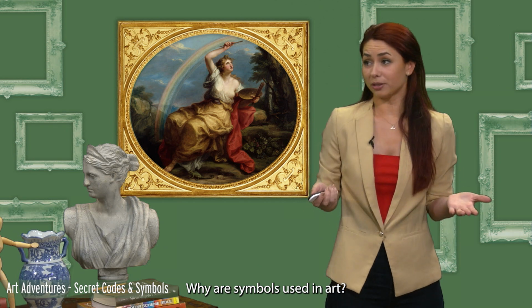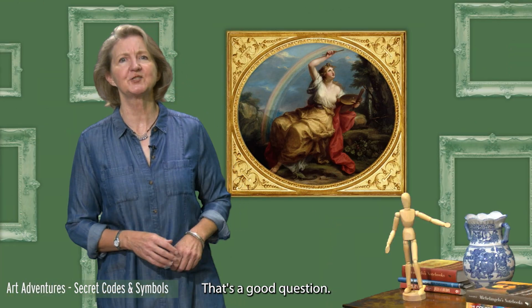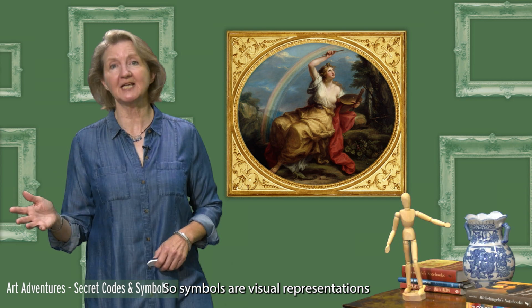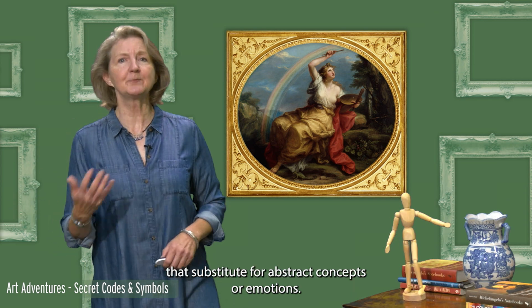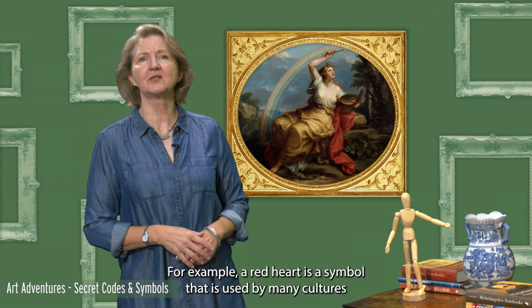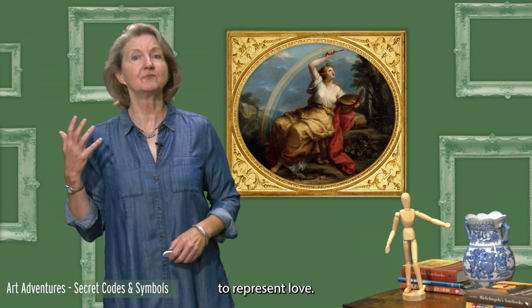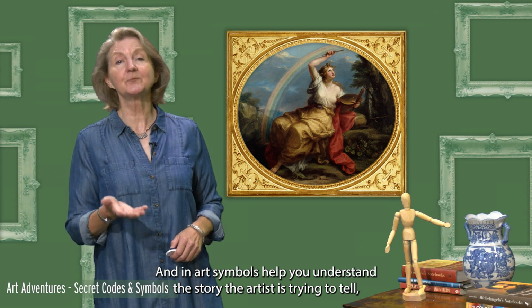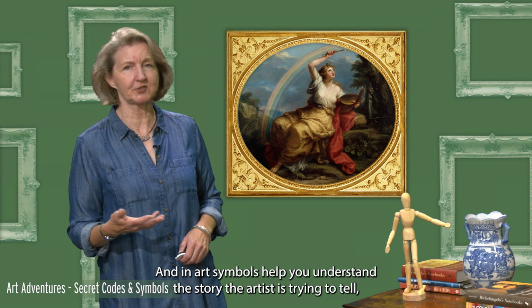Why are symbols used in art? Oh, that's a good question. Symbols are visual representations that substitute for abstract concepts or emotions. For example, a red heart is a symbol that is used by many cultures to represent love. And in art, symbols help you understand the story the artist is trying to tell.